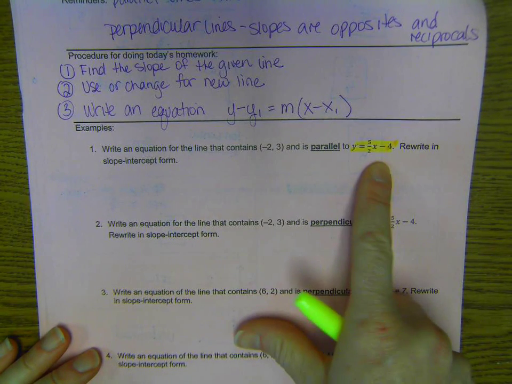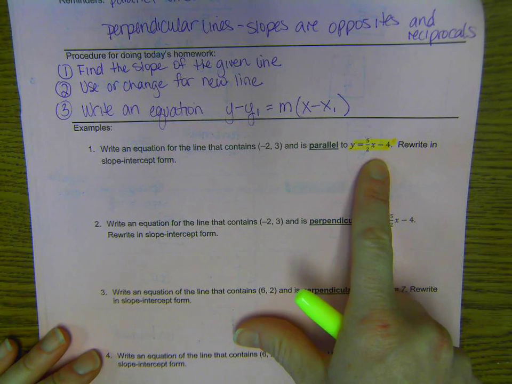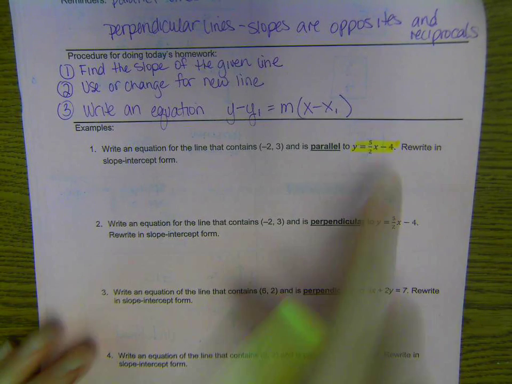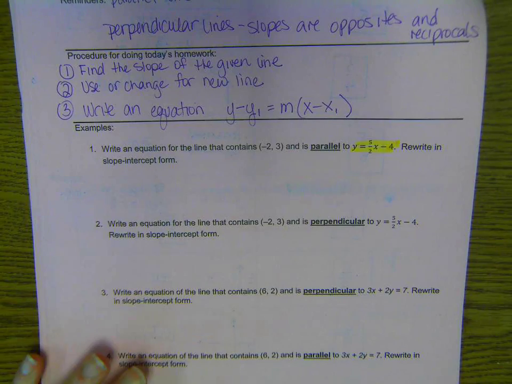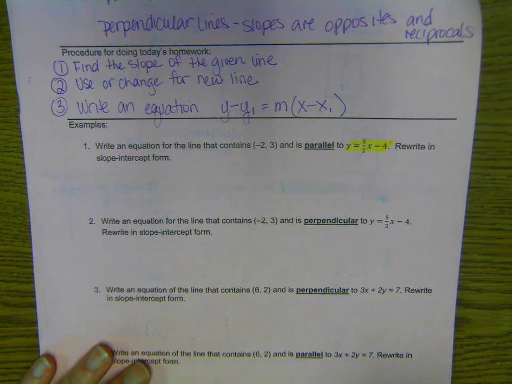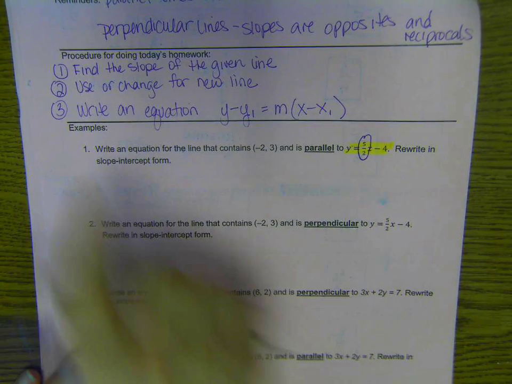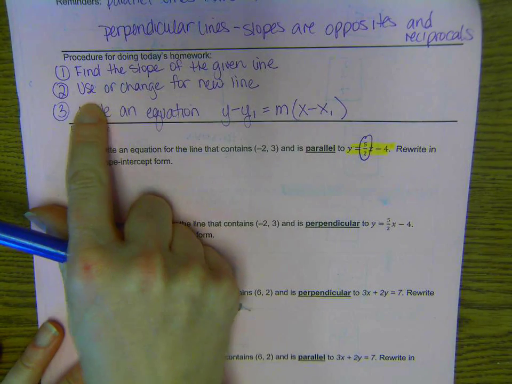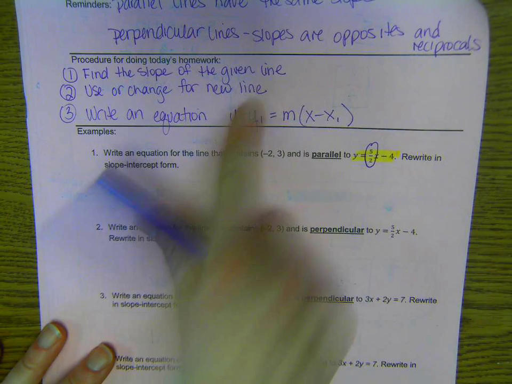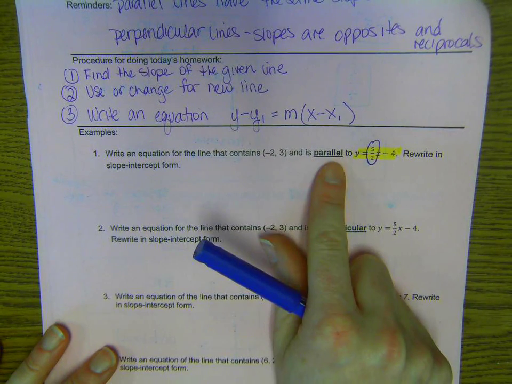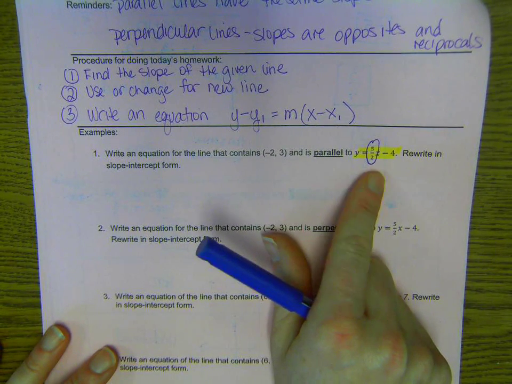So I am going to find the slope of the given line. What is the slope of this given line? 5 over 2. Number 2, I am going to use or change it for my new line. Well, if I want my line to be parallel, am I going to use it or am I going to change it?